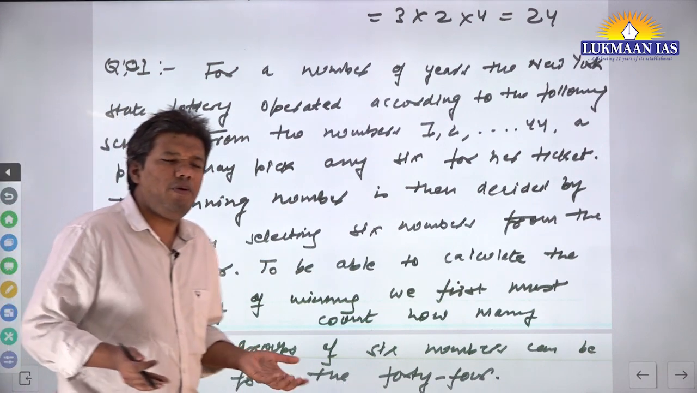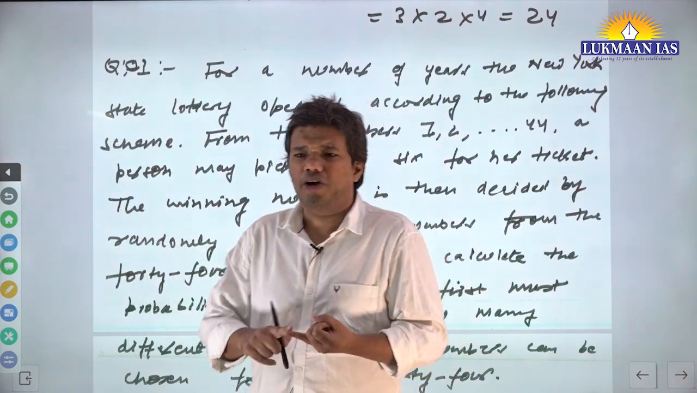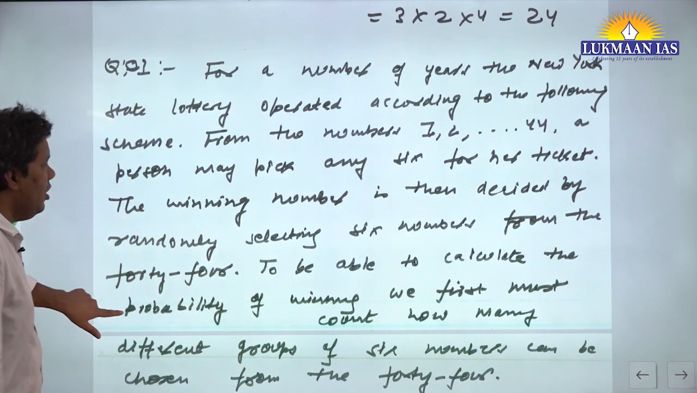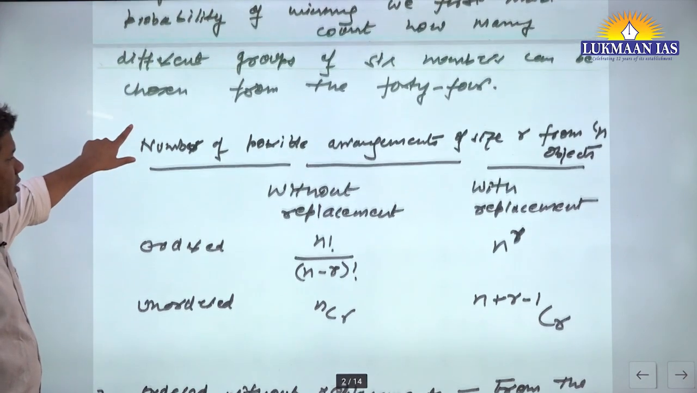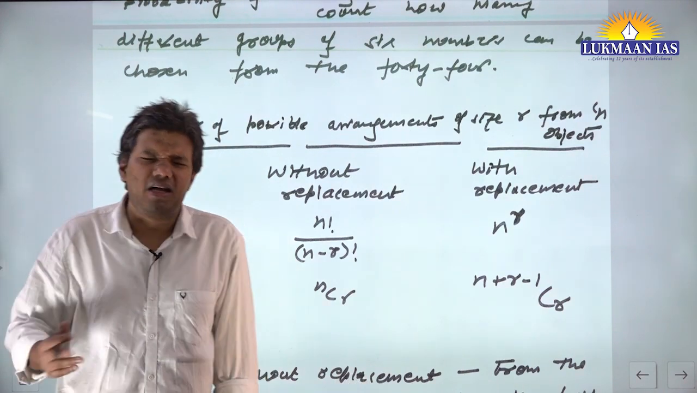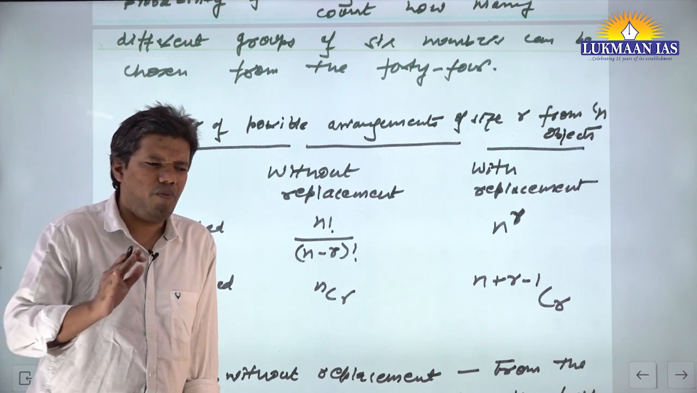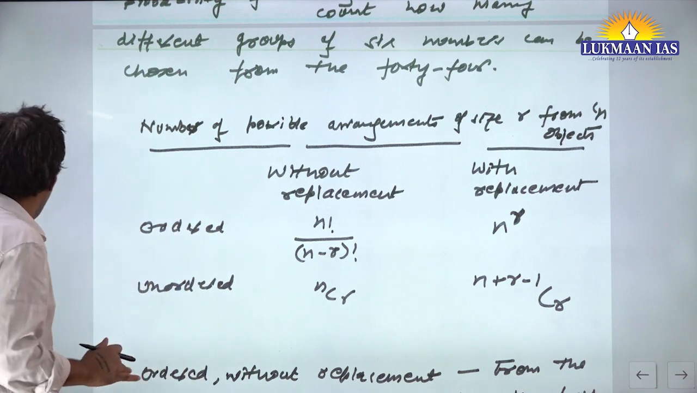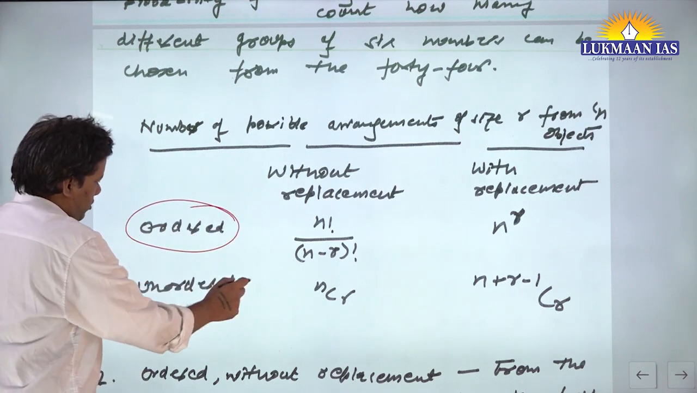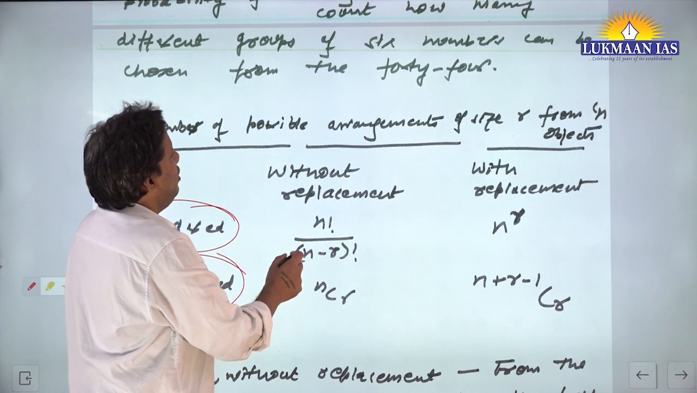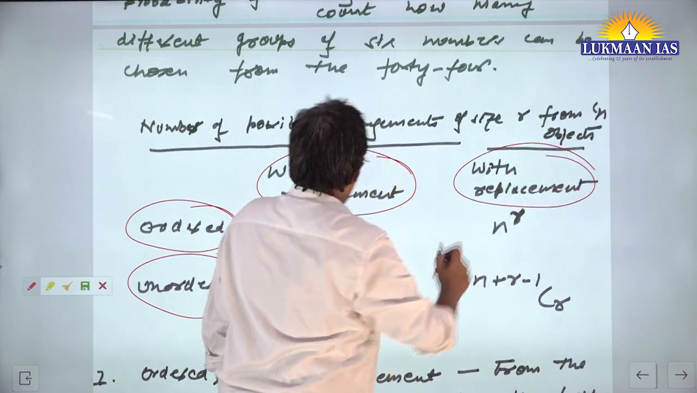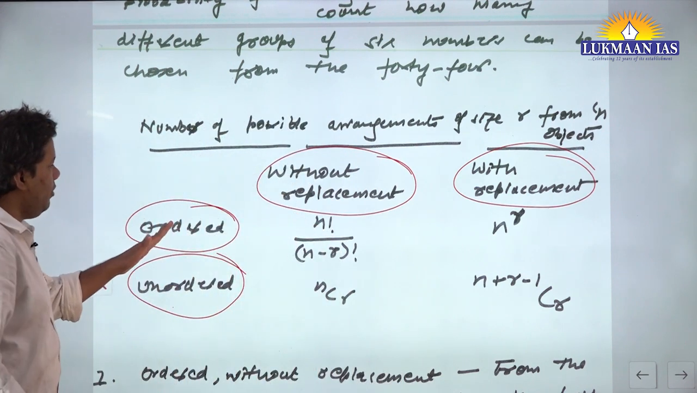Generally, aspirants are confused about what is ordered and unordered counting, and what is with replacement and without replacement. If these concepts are clear, then you would be able to tackle, not every, but most questions which UPSC is asking from probability. Generally, there is a 2 by 2 matrix: without replacement, with replacement, ordered, unordered.